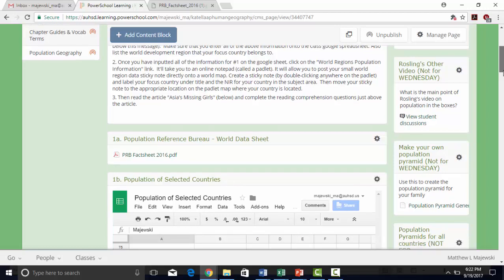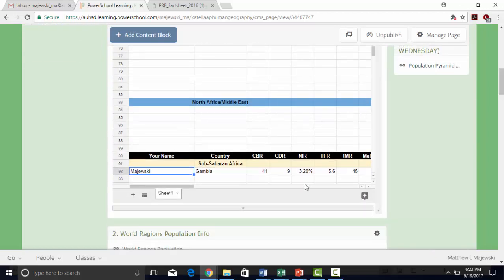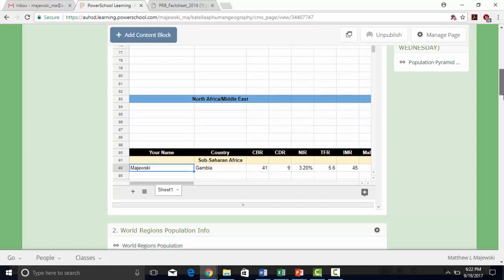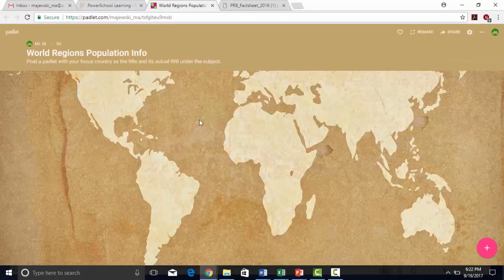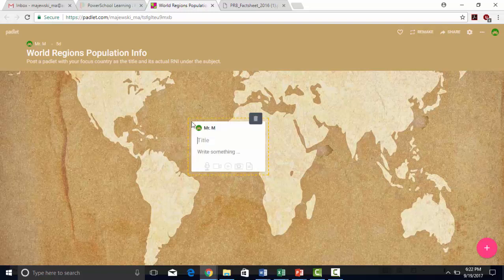We're really just going to continue what we just started there. I now know that my rate of increase in the Gambia is 3.2%. So what I would do next is come down to the World Regions Population Padlet. This is an online notepad that allows me to create online sticky notes that will stay on this notepad permanently. So all you do here to create your own little sticky note is you left click twice. That's going to have my name up there. Yours will probably just be unknown. Under the title, you're going to list the name of the country, the Gambia, and then write something. You're just going to put its NIR. NIR equals 3.2%. That is super, super high.